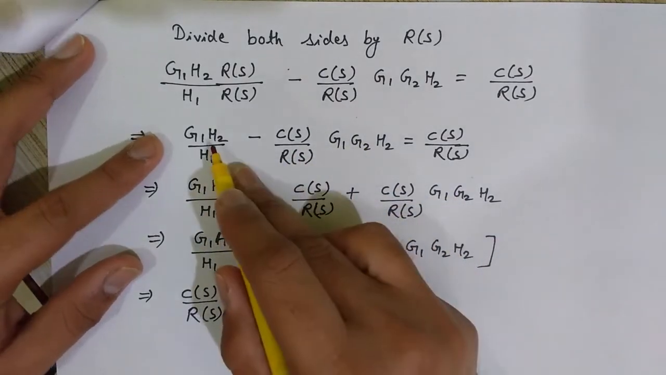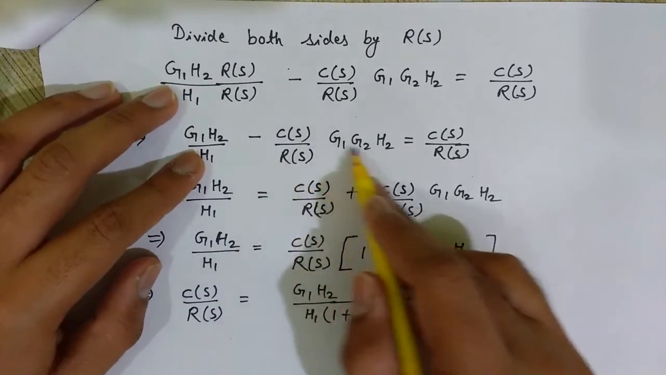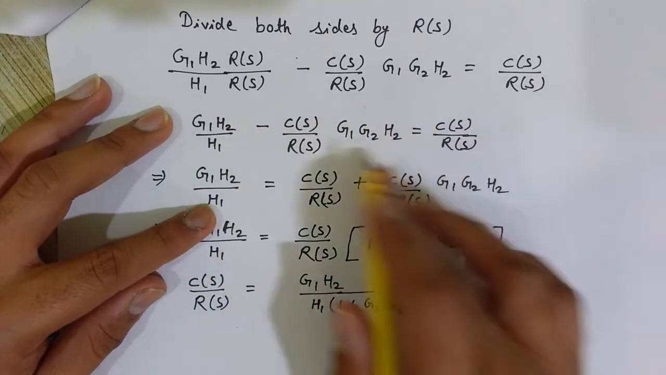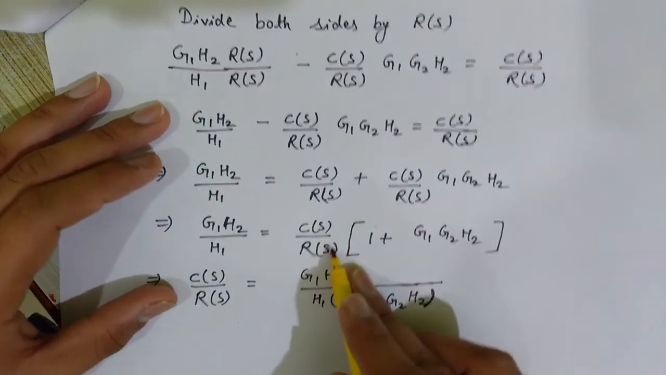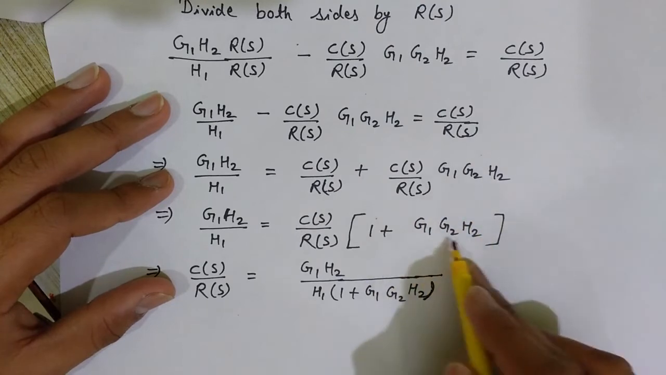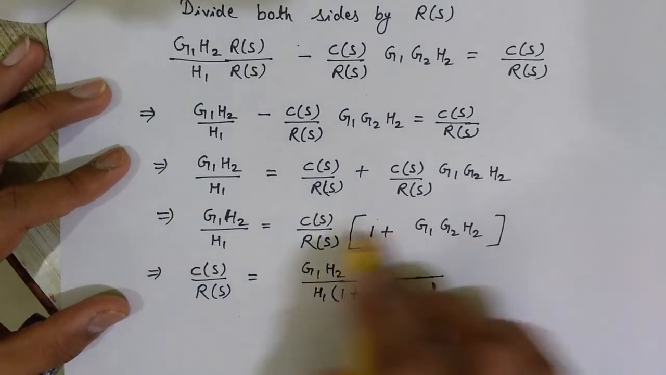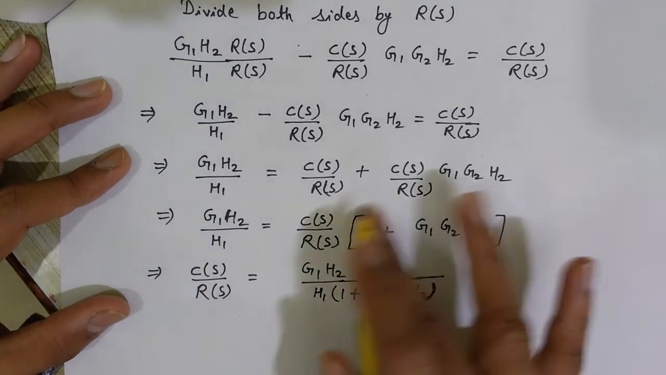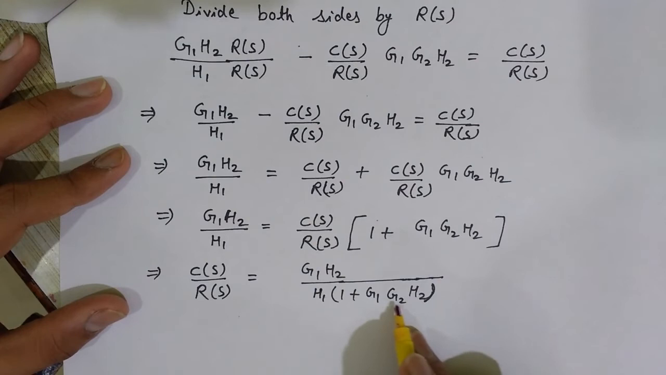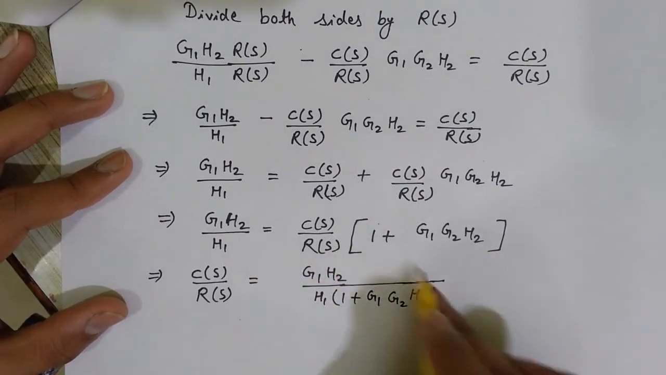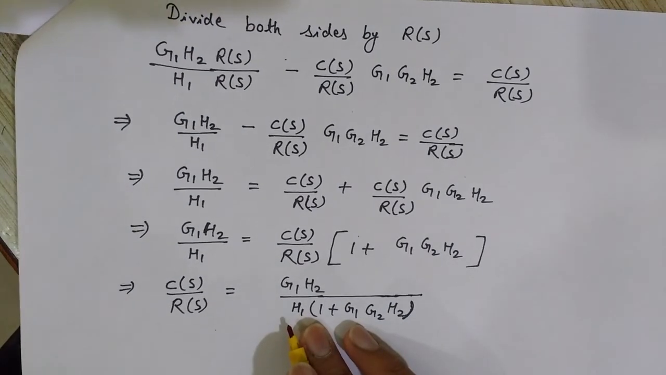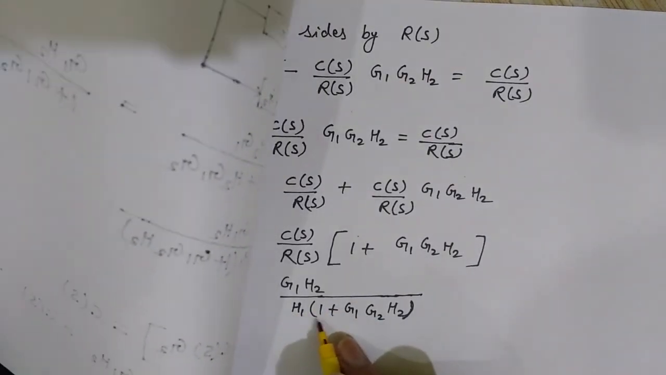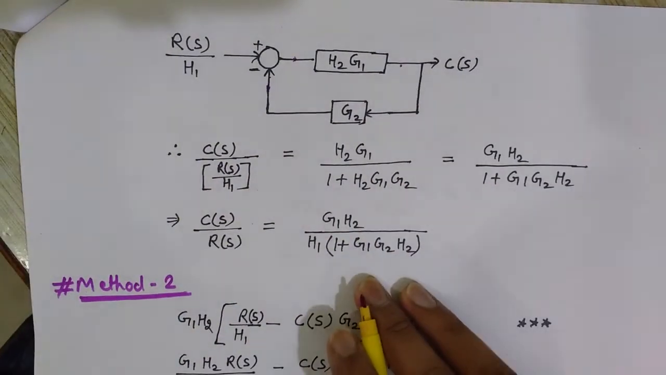I want to find CS by RS. So for this, write this term, take this term to the right side, it converts to plus sign. Take CS by RS as common, so I get 1 plus G1 G2 H2, very simple. From this equation, CS by RS is G1 H2 divided by H1, divided by 1 plus G1 G2 H2, since this term goes into the denominator. You see that this expression is the same as I got from the direct feedback formula, G1 H2 divided by H1 into 1 plus G1 G2 H2.